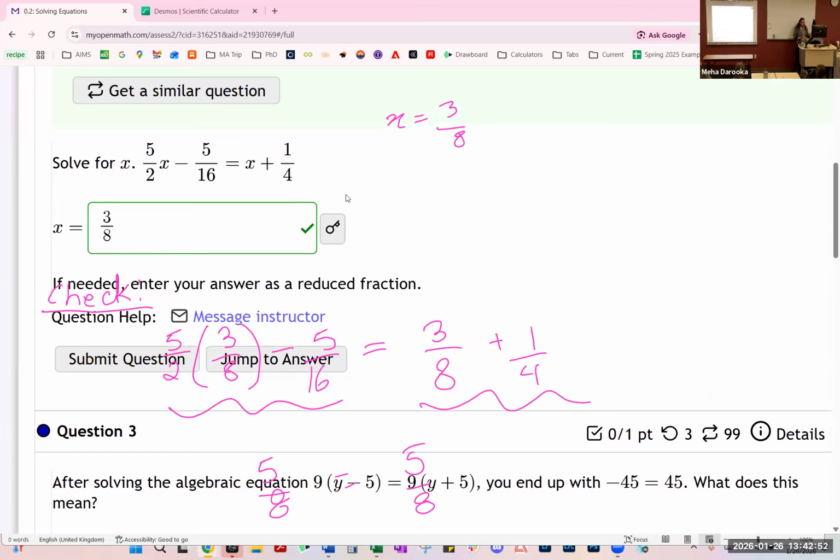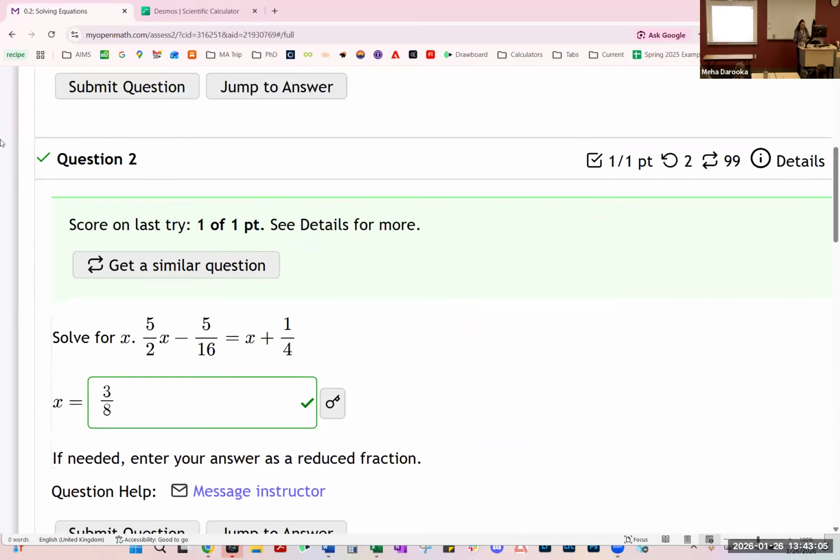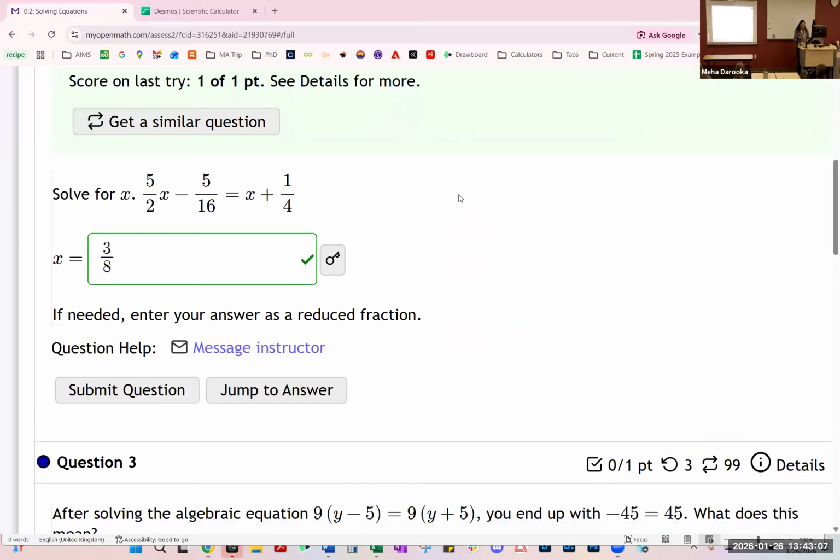Yeah, all good? Okay. So two different examples of how to solve equations, something straightforward like what we saw in number 1, or something involving fractions as the coefficients.